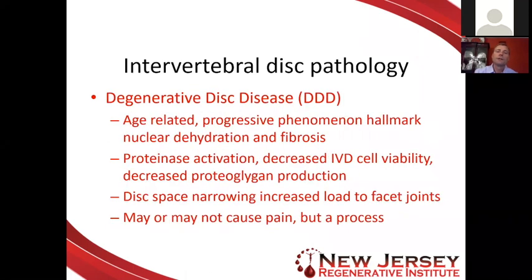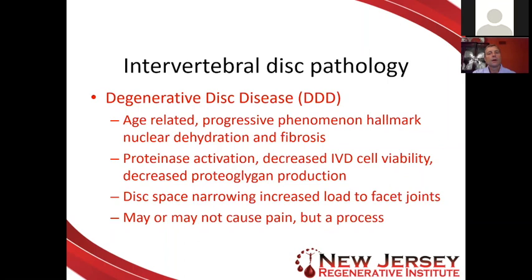Now, the term DDD, or degenerative disc disease, this is really a little bit as we age. It's a progressive phenomenon, and what happens is the fluid that's in the nucleus pulposus starts to dry up, and it leads to fibrosis. This leads to certain protein breakdown products, something called proteinase activation, and this decreases the intervertebral disc cell viability and leads to further reduction in what's called proteoglycan production. Proteoglycans hold on to water very tightly and allow our discs to remain with some fluid in them.